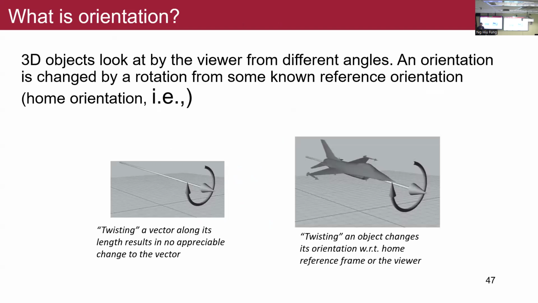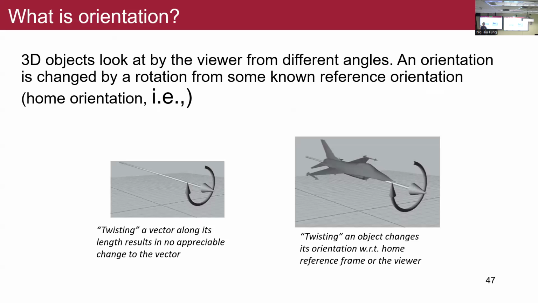Orientation. So why do we need orientation? We have mentioned vectors. Vector is for physics, for the lighting calculation. Lighting is also physics. Most likely vector is for physics.